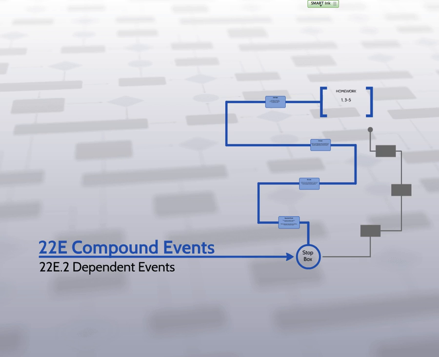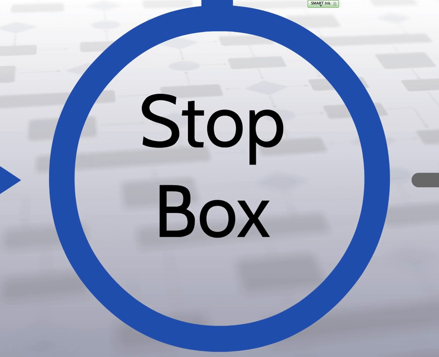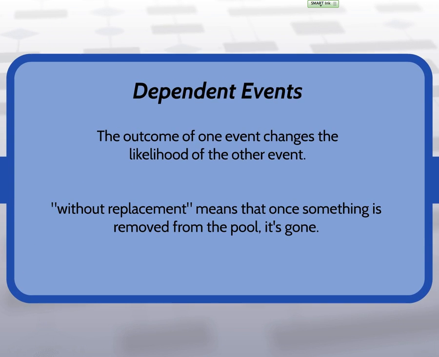So when we talk about compound events, we have to talk about the independent events, but then we also have to talk about the dependent events. That's what the other half of this section is about. Like I said, I don't think you need to draw another stat box. But here's what dependent events are. The outcome of one event actually changes the likelihood of the other event. So they do affect one another.